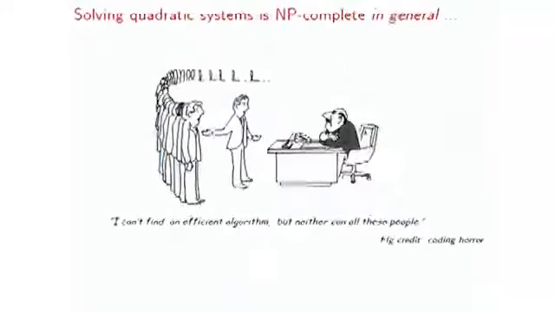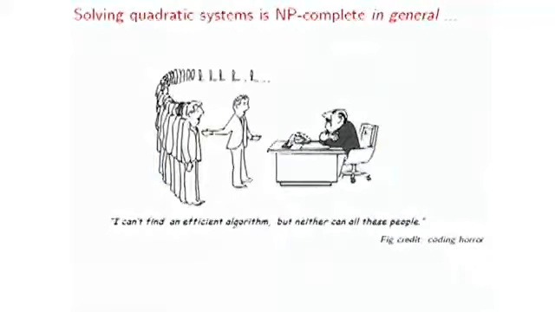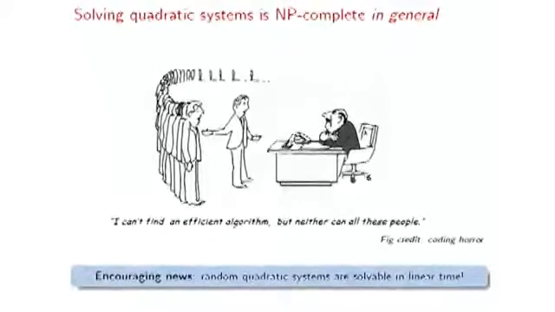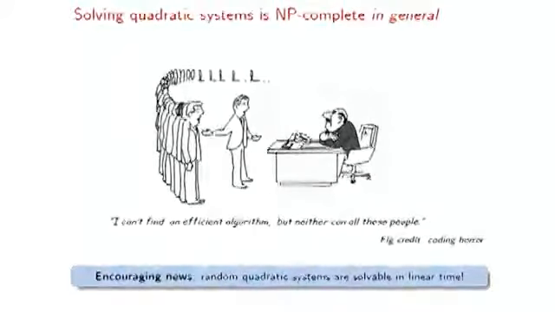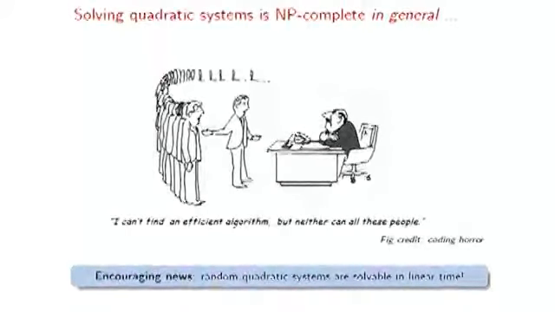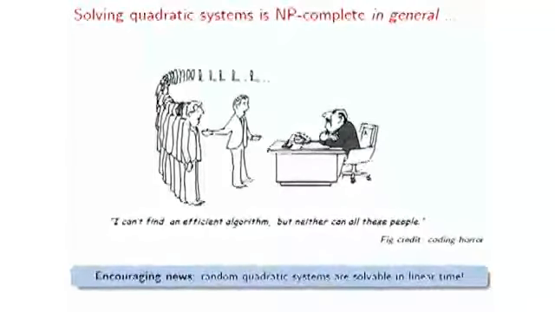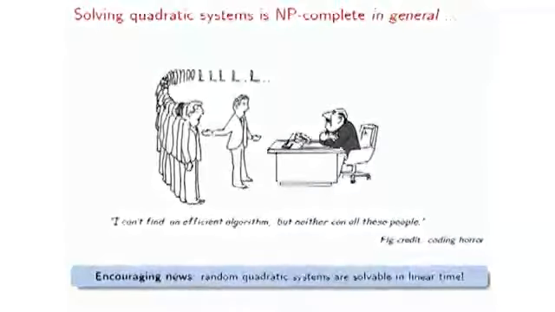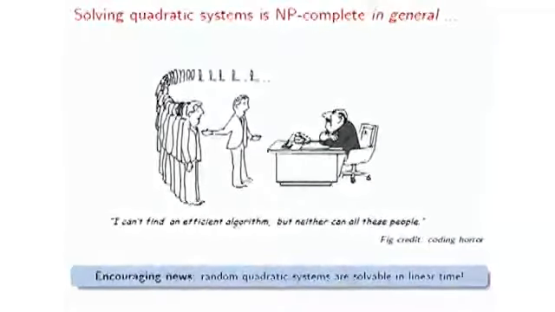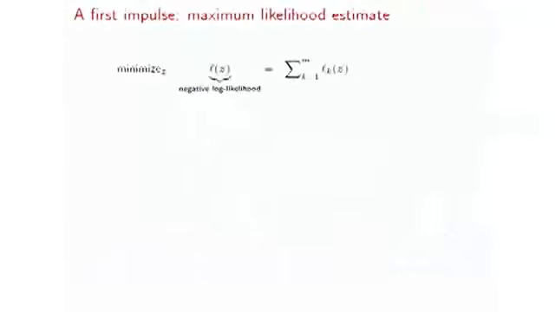Okay, unfortunately, solving quadratic systems is in general a very hard problem because many combinatorially hard problems can all be cast in this way. But this talk is about some good news. So if the system of equations we have has some random features, then actually there is hope that we can solve it, and actually we can solve it in linear time. Okay, so how are we going to solve it?